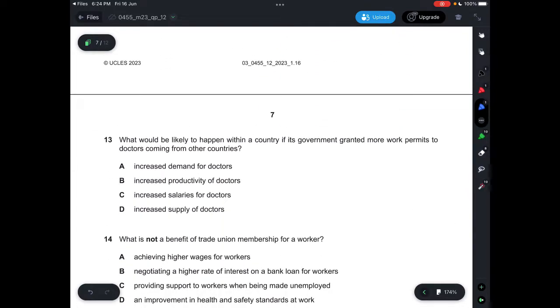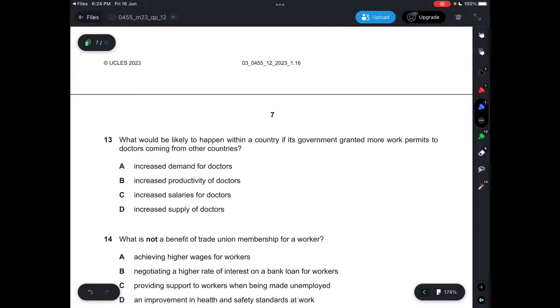Question 13, what would be likely to happen with that country if its government granted more work permits to doctors coming from other countries? So, if the government decides to grant more work permits to doctors coming from other countries, this means that there will be an increase of supply for doctors. For example, let's take Malaysia, let's say we only have probably 50,000 doctors. Now when there's more work permits, maybe we can increase the supply by 30,000, and then we have a total of 80,000 doctors. So yes, there'll be increased supply of doctors.